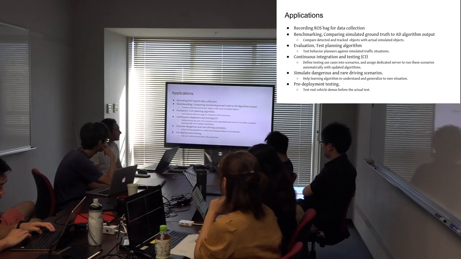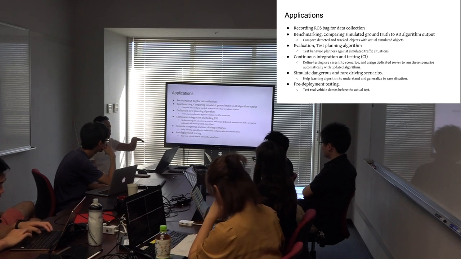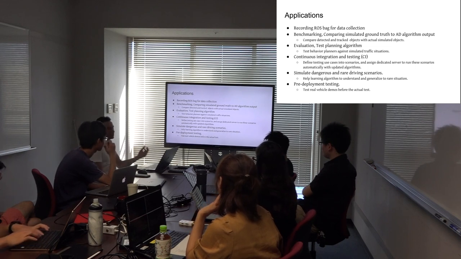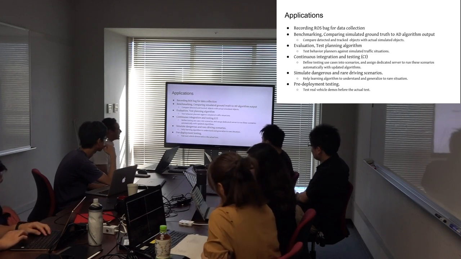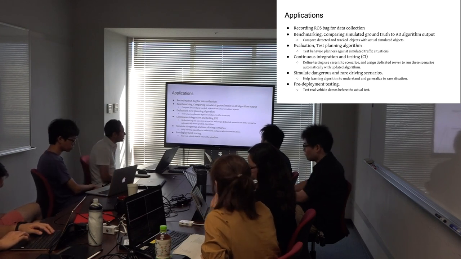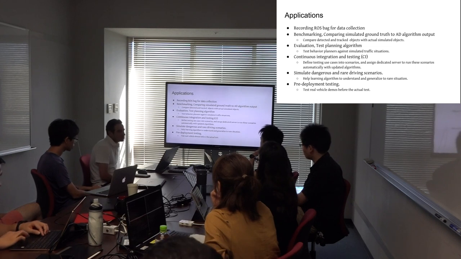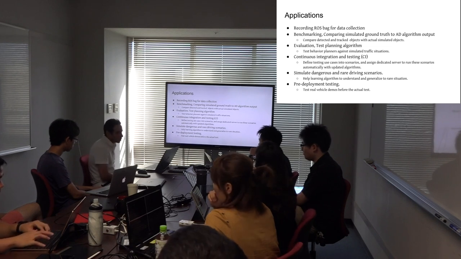We can simulate, and this is really useful, dangerous and rare driving scenarios. Like in the Carla challenge, the pedestrian who comes out from behind the vending machine running across the street. This is a rare and dangerous situation. We cannot test it in real life, we don't want to test it in real life. So in these kinds of situations, we can learn from simulation. We can do pre-deployment tests before going for a demo. We can make a map for the demo place and test in the simulation environment before we go to the real one.